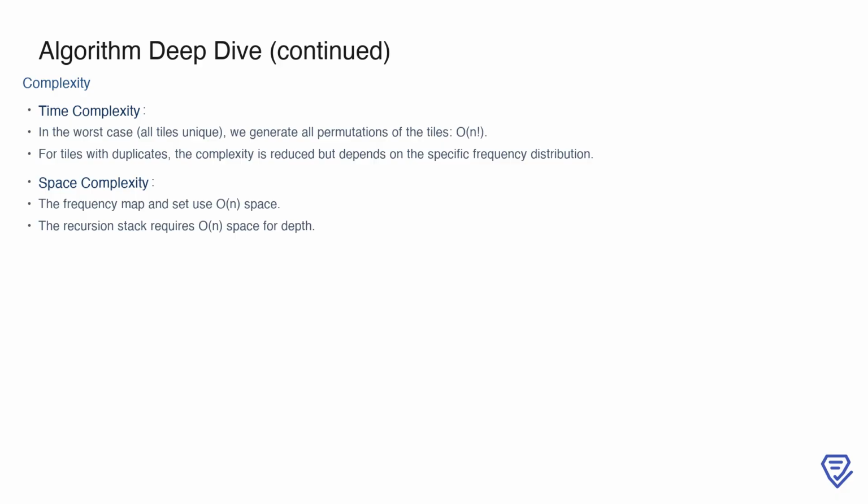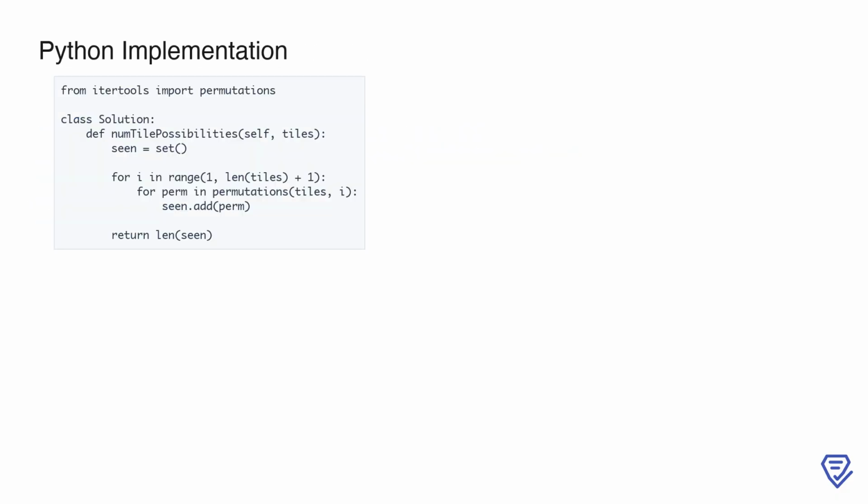For space complexity, the frequency map and the set each require O(n) space, where n is the number of tiles. Additionally, the recursion stack requires O(n) space in the worst case, corresponding to the depth of the recursion tree. Overall, this algorithm balances efficiency and simplicity, making it an effective solution for the problem of generating unique sequences from letter tiles.